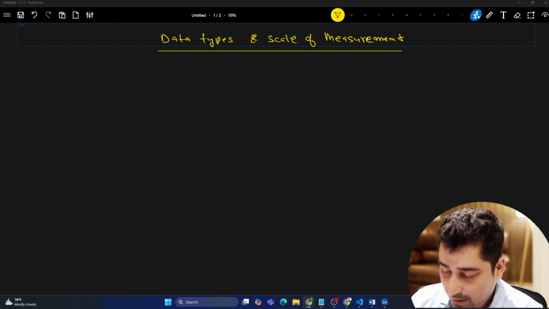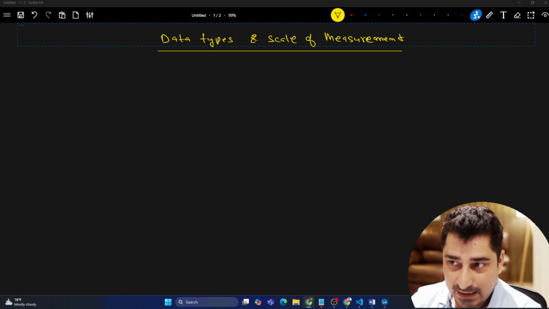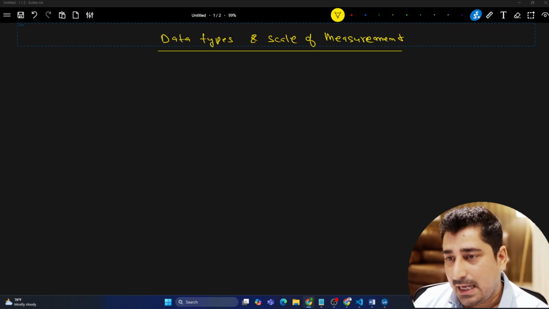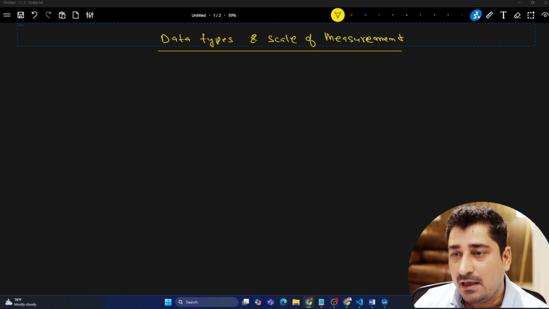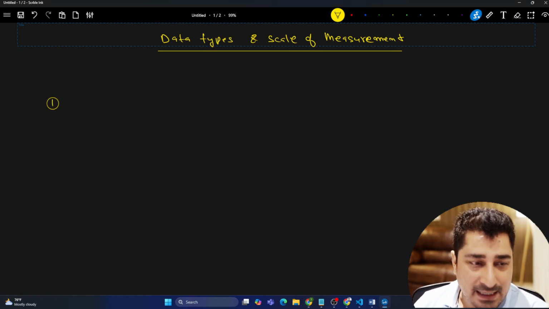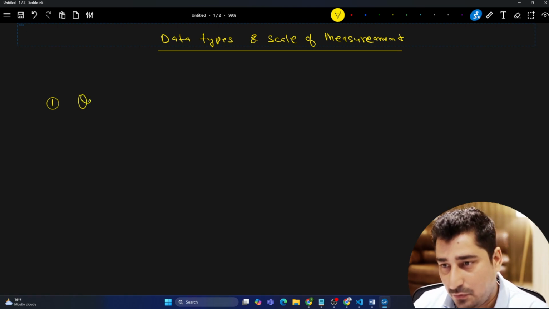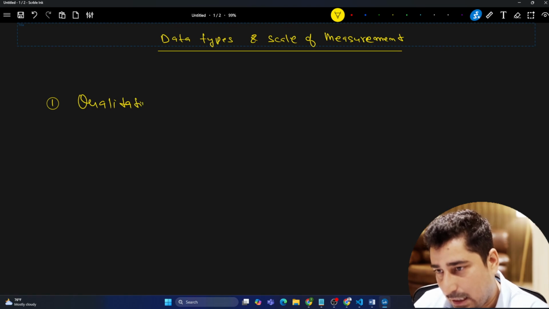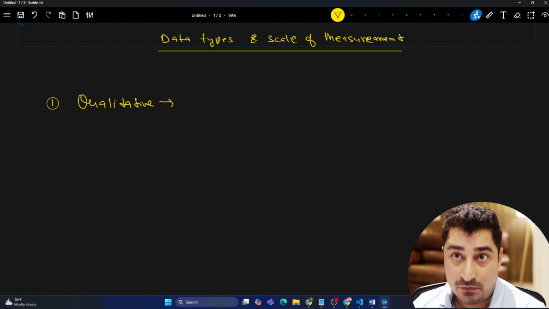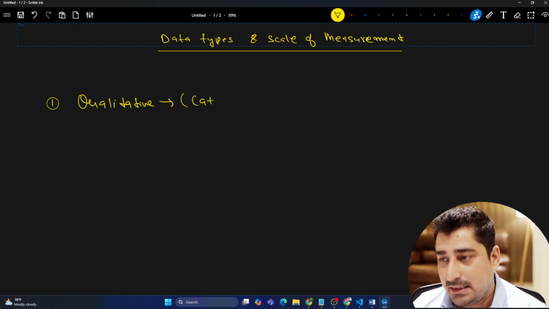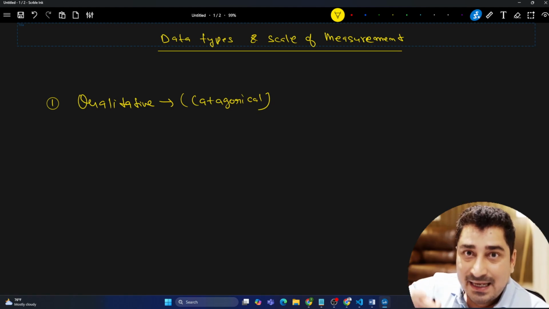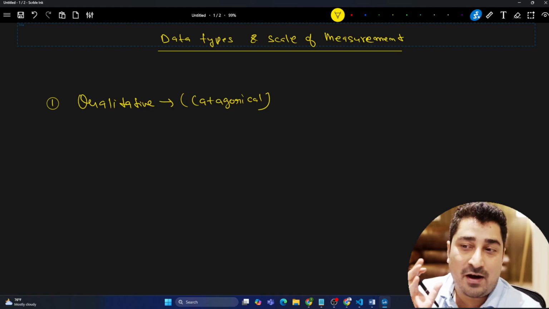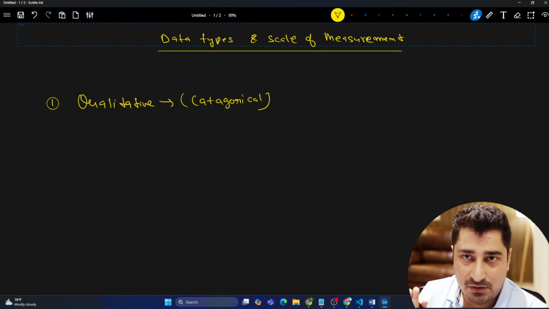So guys, at a very high level, when we are talking about data type inside statistics, we can divide data into majorly two categories, and then again we can subdivide the data. The very first category that you are going to find is called qualitative, or in other words, categorical data. So based on the quality of the data, based on the categories of the data, if we are going to divide data, that will come under this particular category.